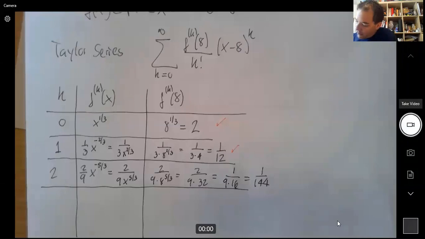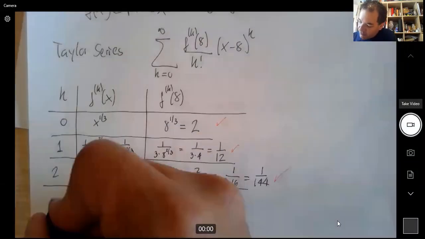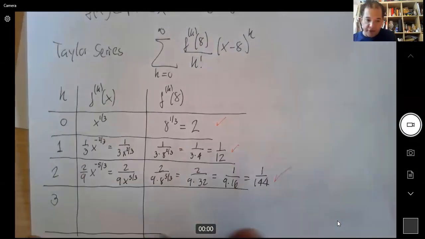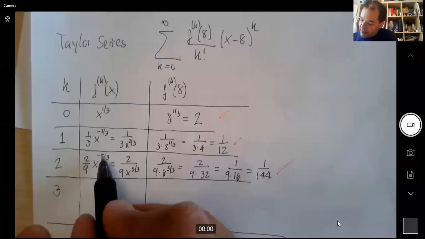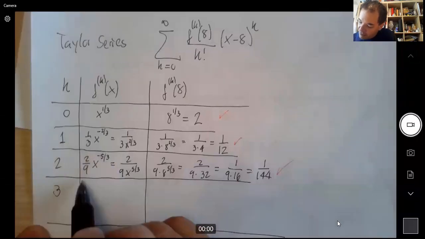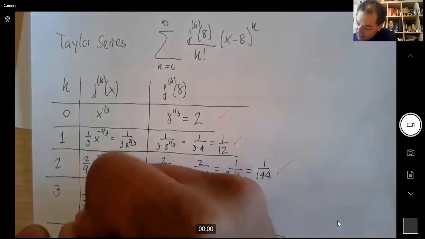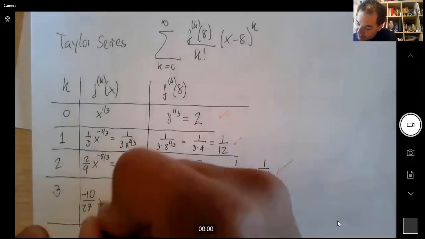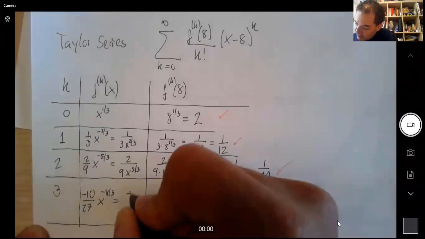Great. One more. We only need one more. So we already have 3 that are non-zero. So it seems like we're only going to need the third derivative to go as far as that. Negative 5/3 comes down. So this will be negative 10 over 27 x to the negative 8/3. So that's negative 10.